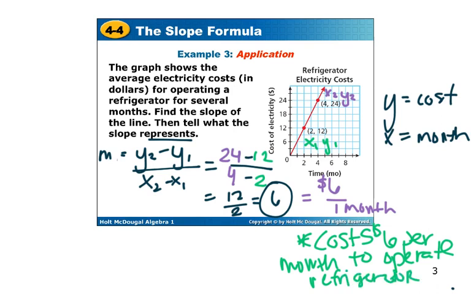All right. So again, $6 per month to operate the refrigerator. And of course, you can't just say slope is 6, right? Because you do need that interpretation of what does it mean. And since 6 is on top, it has to do with the y value. And since 1 is on bottom, it has to do with the x value because of how we set up the formula, where y's are on top and x is on bottom.